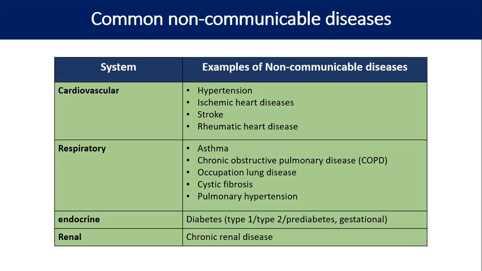Now, let us look at some of the common non-communicable diseases. In the cardiovascular system, we have hypertension, ischemic heart disease, stroke, rheumatic heart disease. In the respiratory system, we have asthma, COPD, occupational lung disease like pneumoconiosis, cystic fibrosis, pulmonary hypertension. In the endocrine system, we have diabetes and its different types, hypothyroidism, etc. And in the renal system, we have chronic renal disease.